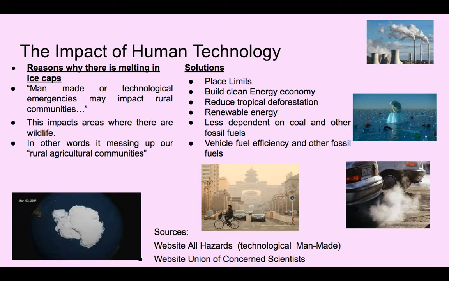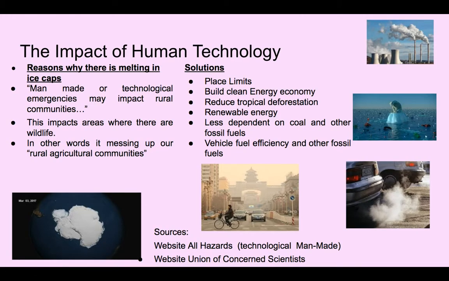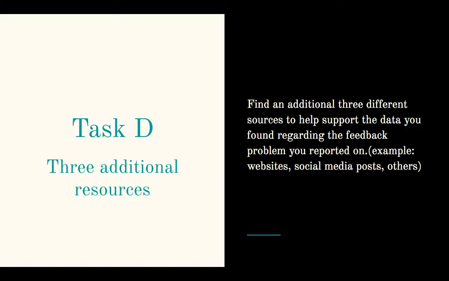Here's another example. This group doesn't give a very specific technology. They give reasons why there is melting, saying that man-made or human technology emissions may impact it, but they don't tell me what specifically. I'd like to have a more specific actual technology described here. The solutions were good. Right here, they say place limits, but place limits on what? I would have liked a little more explanation there. Good visuals, I like that, but they could have done a little better in their solutions, and they could split this up into separate sections or separate slides if they want to. So that's part C.